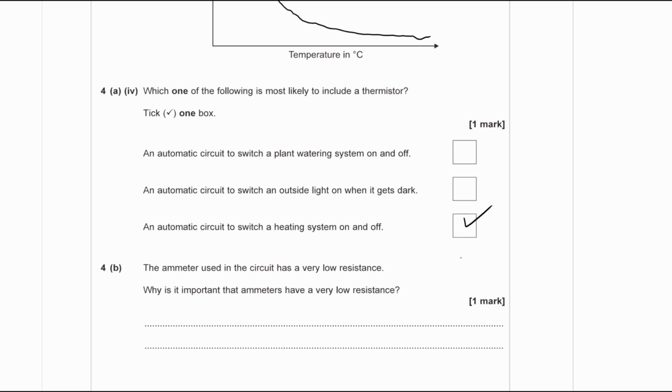And that's pretty straightforward. Now, 4b says the ammeter used in the circuit has a very low resistance. Why is it important that ammeters have a very low resistance? Well, this is because ammeters are reading the current, and if an ammeter had a high resistance, then it would alter the current.